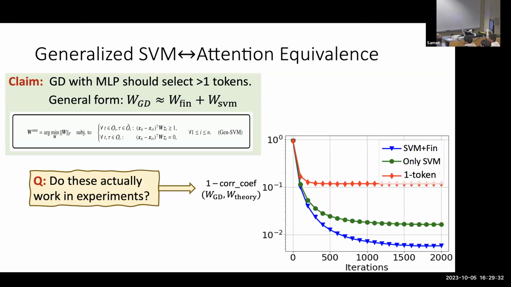If you only look at the SVM component, in other words, the solution of this, and try to explain what's happening, you achieve a correlation coefficient of maybe 98%. And if you account for both SVM and the finite correction term, then you achieve a correlation coefficient of 99.5%. So this is just saying that indeed, we can explain this multi-token selection using the generalized theory, at least on this toy example.